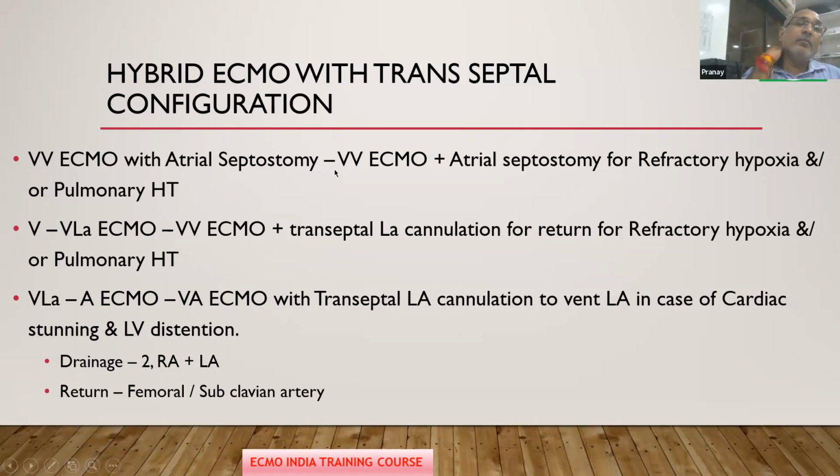Or you have hybrid mode ECMOs with transseptal configurations, where you do atrial septostomy. That is usually required if there is refractory hypoxia, then you require atrial septostomy in case of VV ECMO, or if severe pulmonary hypertension is there. In VA ECMO, if the patient is in cardiac stunning, you require an LA venting. So you do a VALA ECMO, where you do a transseptal puncture, put a cannula in the LA and drain the blood from the LA also.